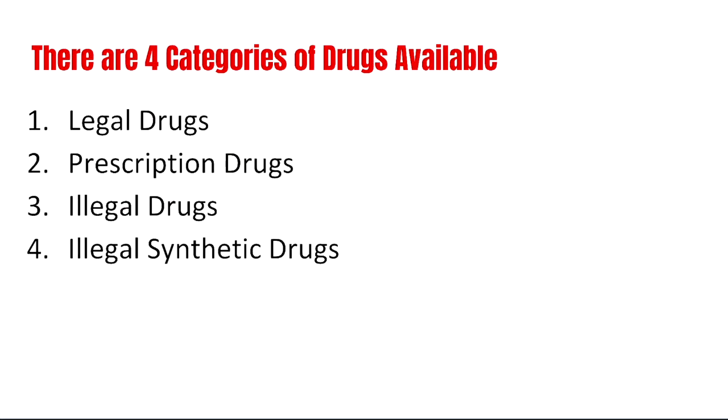There are 4 categories of drugs available. We've got legal drugs, prescription drugs, illegal drugs, and illegal synthetic drugs. And we're going to talk about each one of these and give some examples.